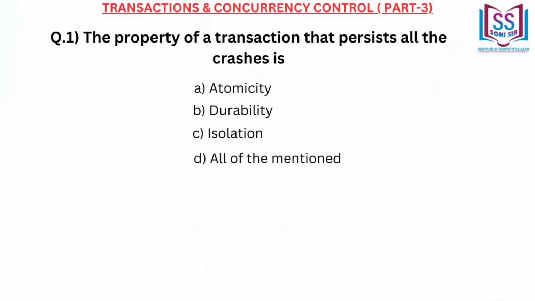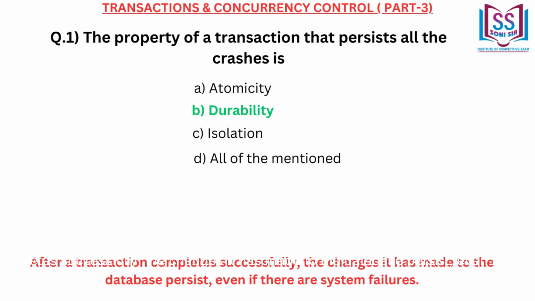The property of a transaction that persists after all crashes is: A. Atomicity, B. Durability, C. Isolation, D. All of the mentioned. Correct answer B. Durability. After a transaction completes successfully, the changes it has made to the database persist, even if there are system failures.